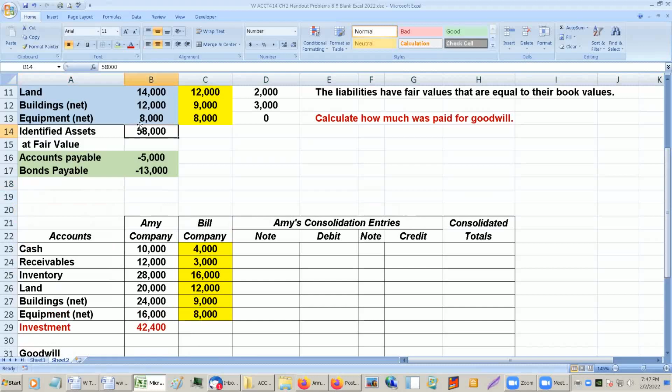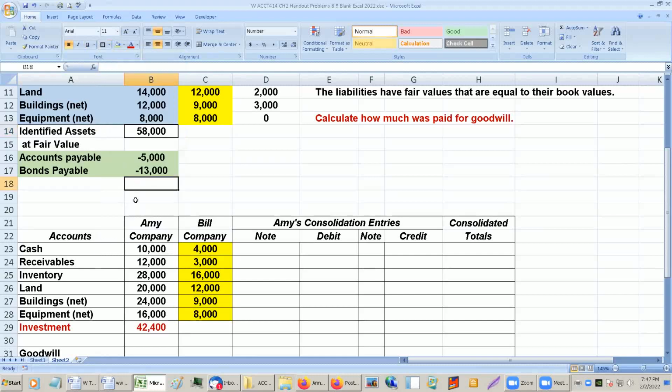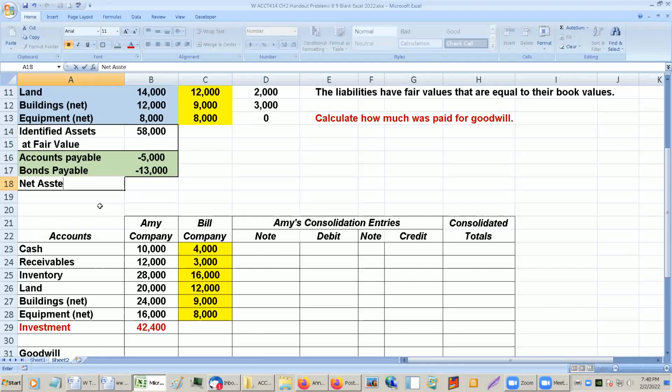Okay, so I'm going to take this number minus these two. Let me do this differently. Let's try this out a third time. So here's the assets, here's the liabilities at fair value. So this will be the net assets at fair value. 58 minus those, whatever that is. 58,000. 30,000?